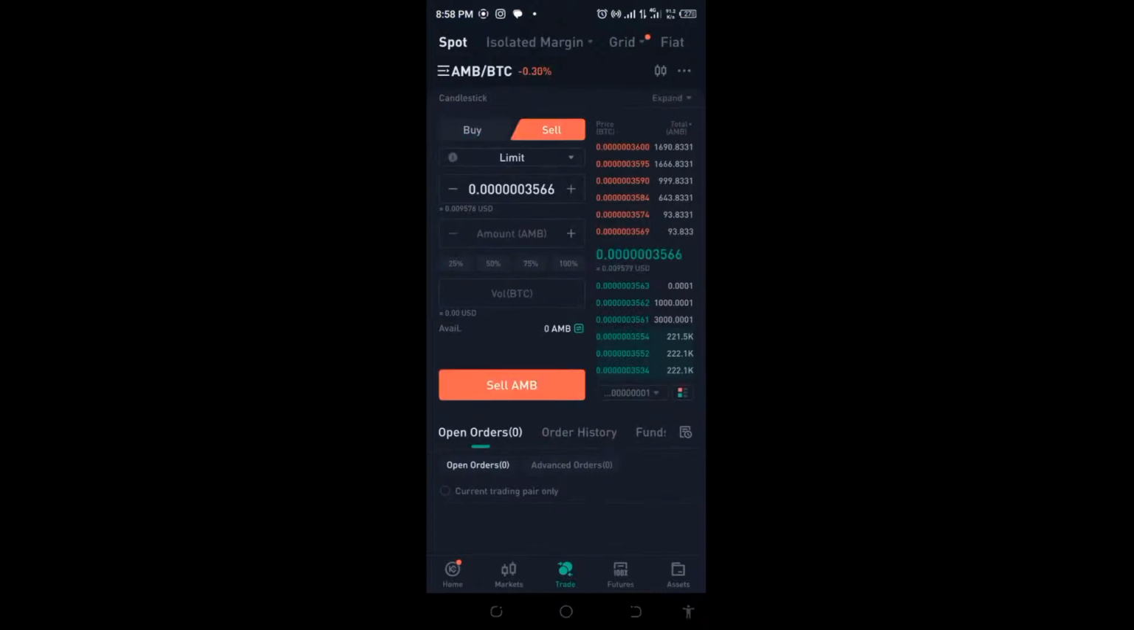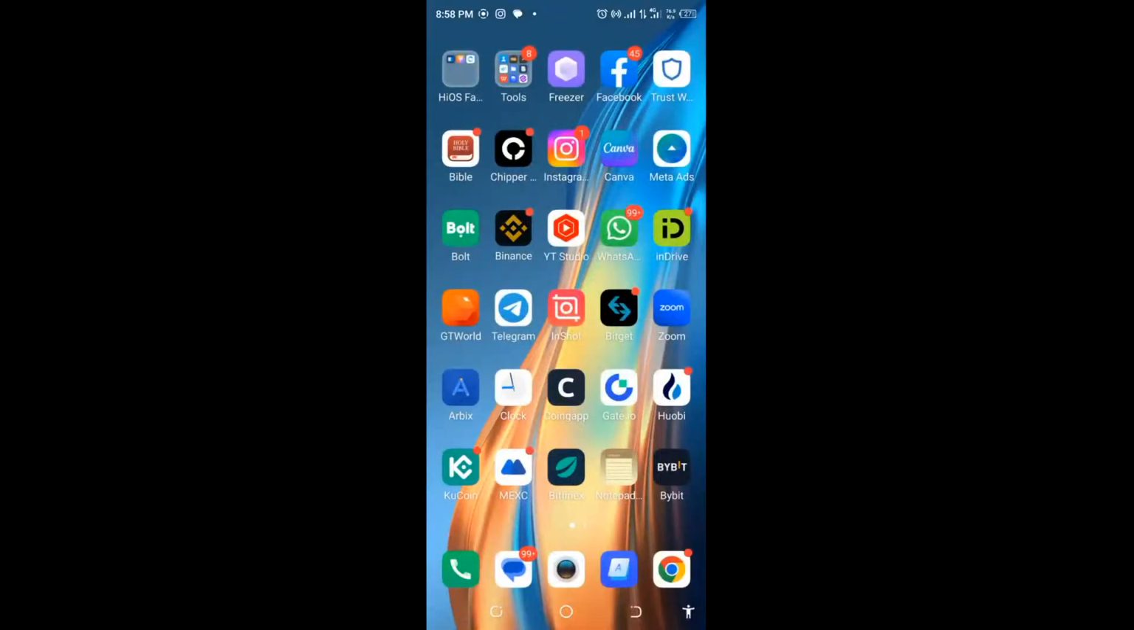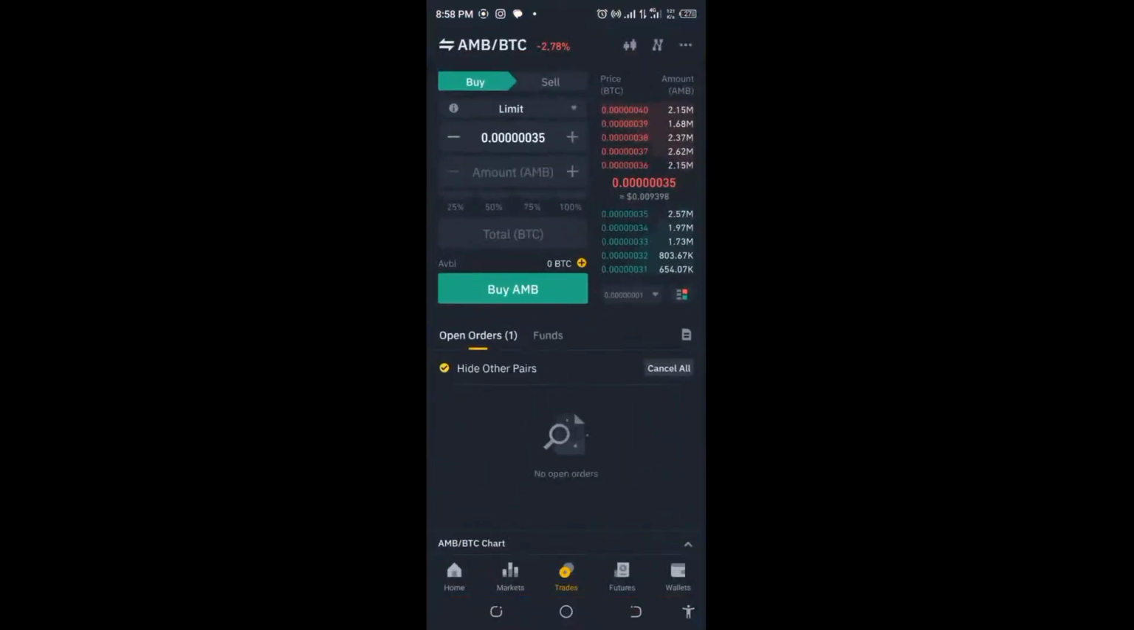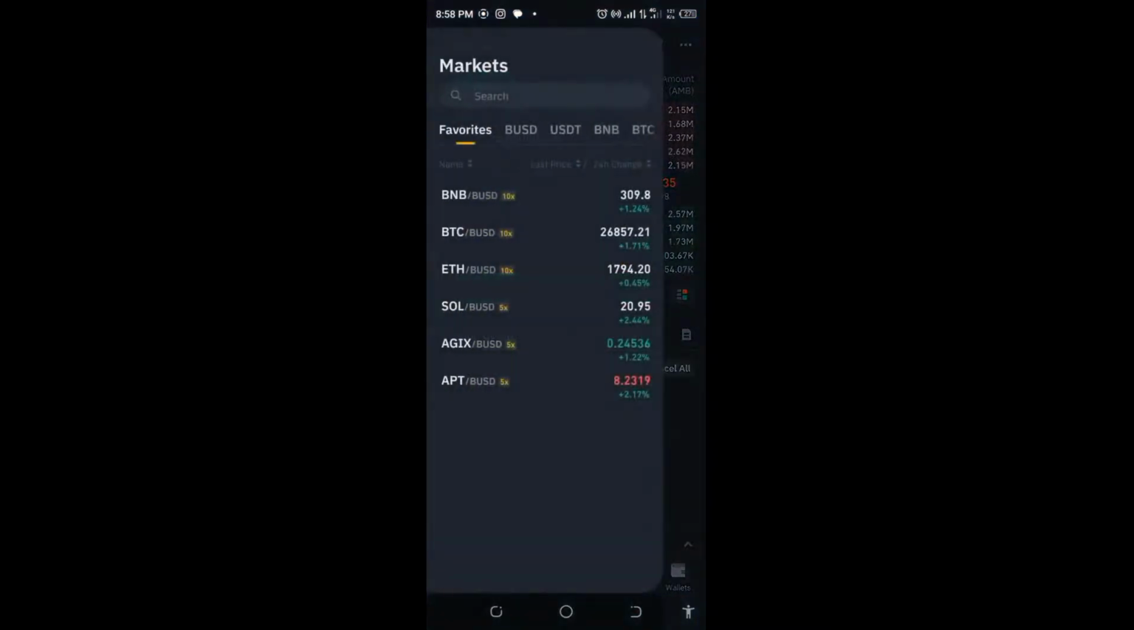Okay, so if I sell this, what would it give me? Still looks like it's good. Okay, so since it's good, let's go ahead. We've got nothing to lose. We've only got something to gain. So let's go and get this BTC fast.